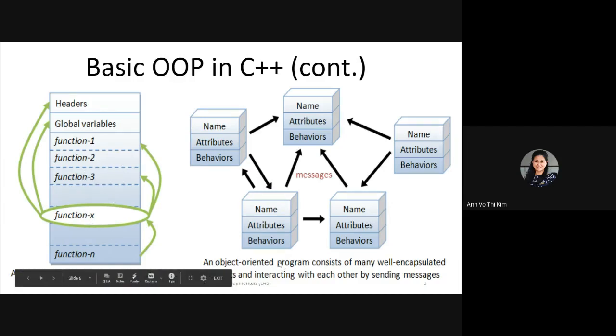But in OOP, we have a different definition about class. We break down the system with classes, with name, attributes, and behavior, and the relationship, the reaction and interaction between these classes makes sense for the system in OOP.